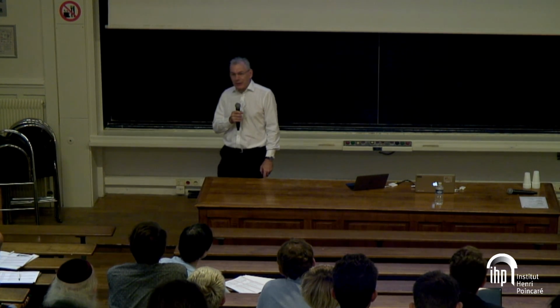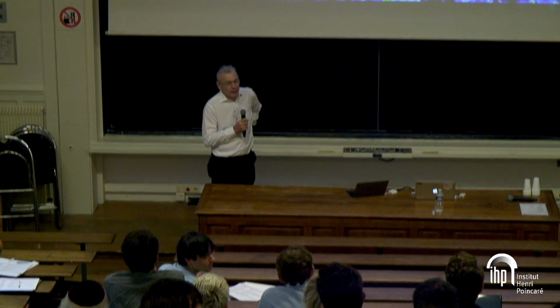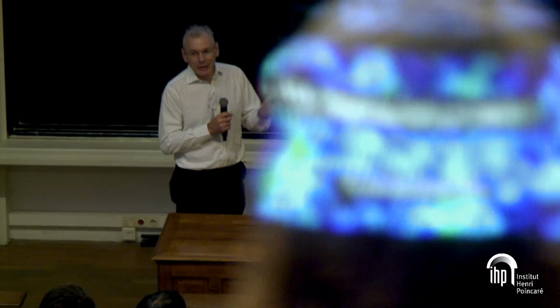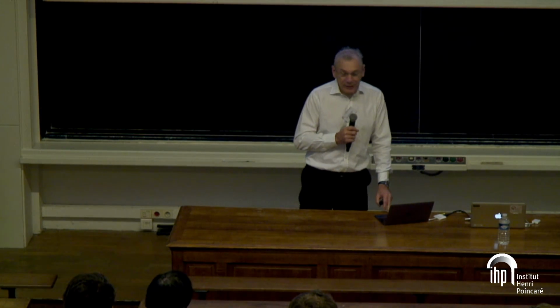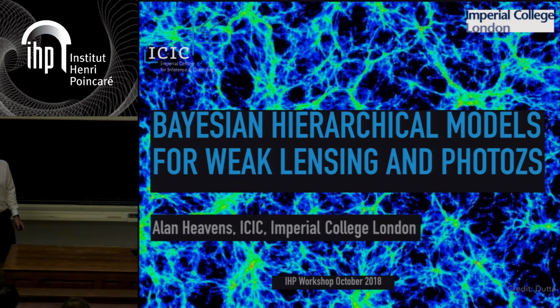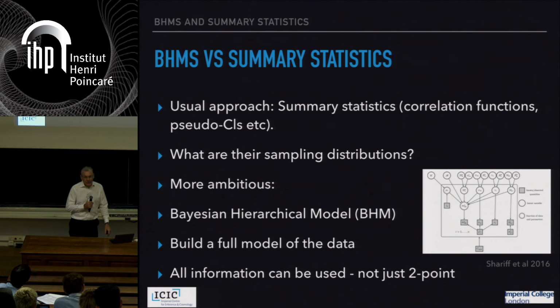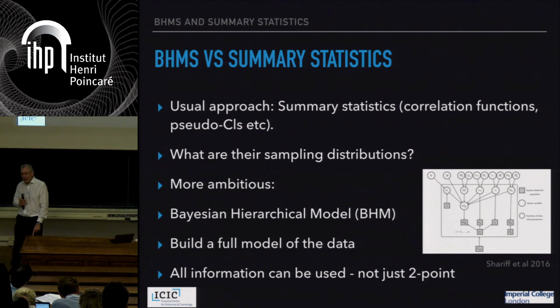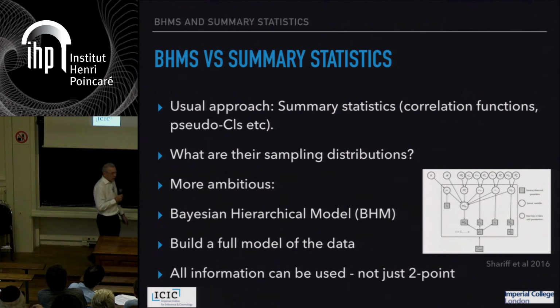This week we'll have a number of talks on Bayesian hierarchical models. So I'll start by introducing them in the context of weak lensing and also photo-Zs, and those are in a sense coupled because in a full Bayesian hierarchical model of weak lensing, one would also include photometric redshifts as part of the model. Just to set the scene, the approach that we're beginning to take with weak lensing is to get away from using summary statistics like correlation functions or pseudo-CLs, and to try to build a full data model for the things that we measure.